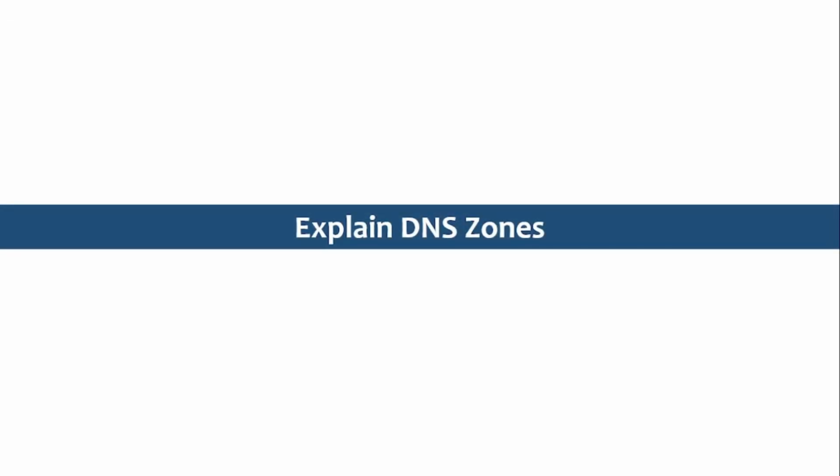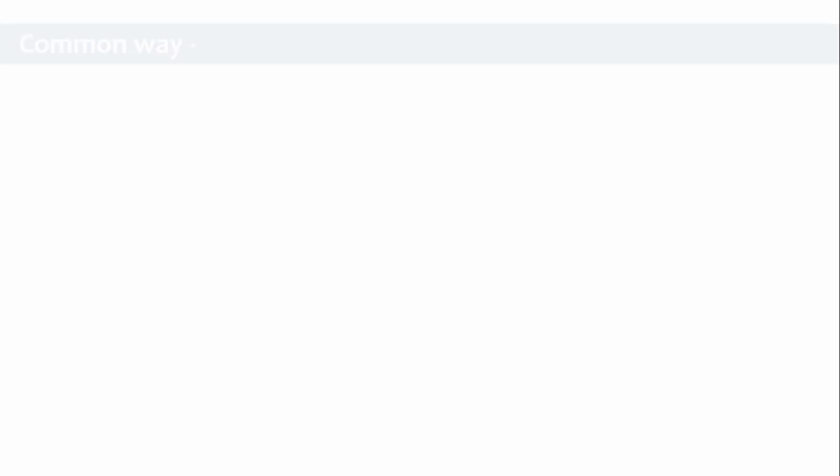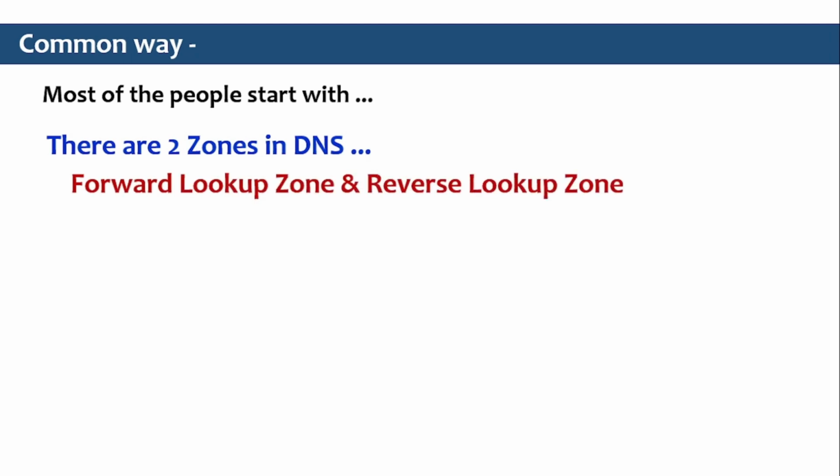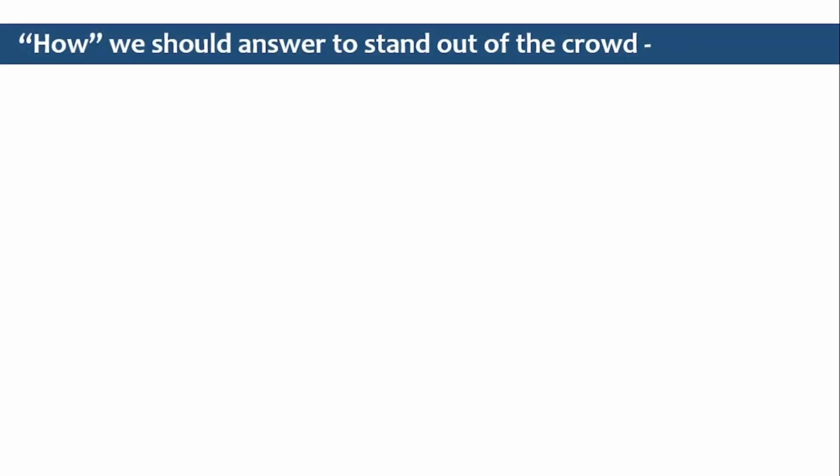So the next question is explain DNS zones. We'll understand how to answer this question. Again, the common way is that most people start with, there are two zones in DNS, forward lookup zone and reverse lookup zone. But this is not correct. This is an incorrect answer. The answer itself is incorrect, but 99% of the people whom I asked this question answered saying that there are two zones in DNS, forward lookup and reverse lookup. So let's see how we should answer to stand out of the crowd.